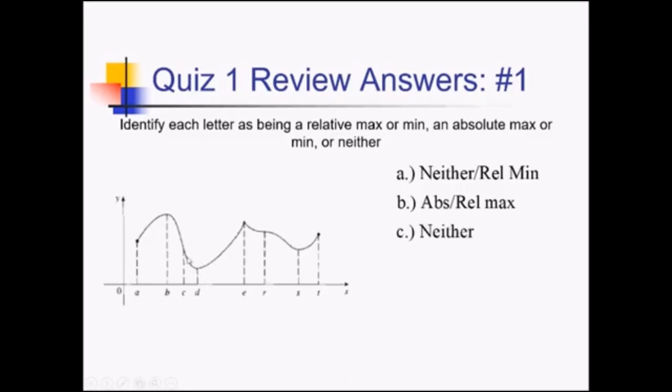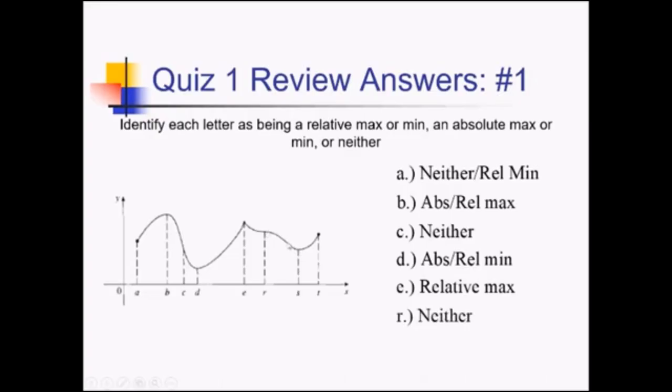D, this is the lowest point for the whole graph, so you could call this the absolute min. There's nowhere else you could say that about. You could also call it a relative min because it also is the lowest spot in its immediate area. And then for E, this is not the highest point, but it is the highest point in its immediate area, so that's a local or relative max. R, this is going to be neither. It's not the highest or lowest point in any respect.